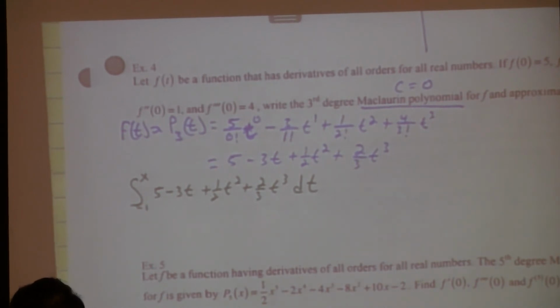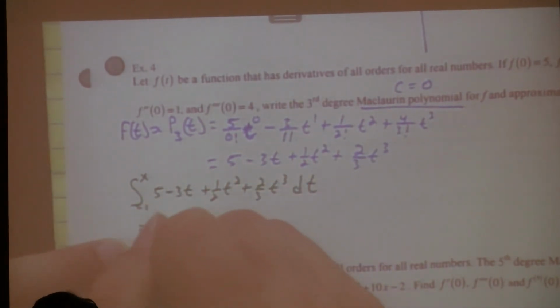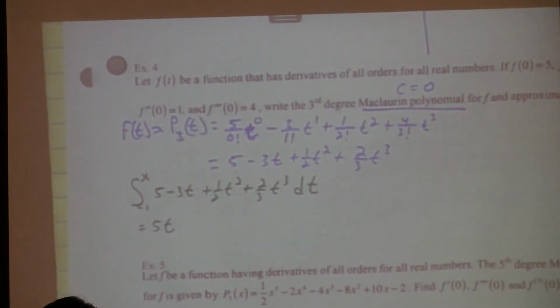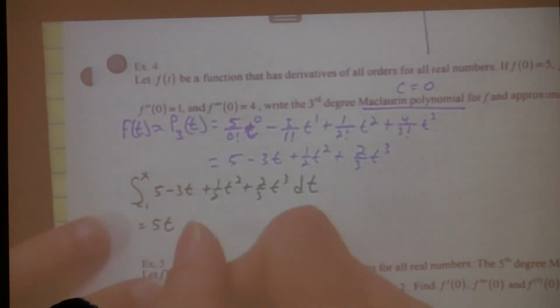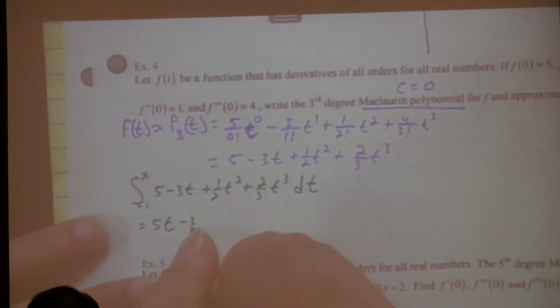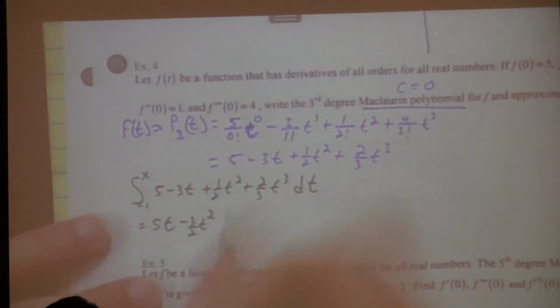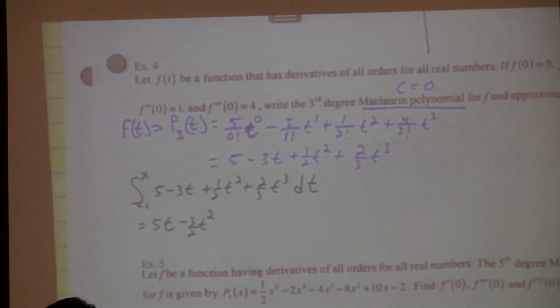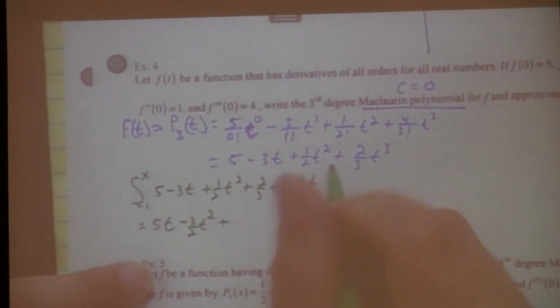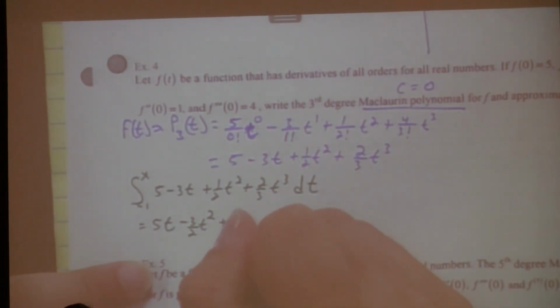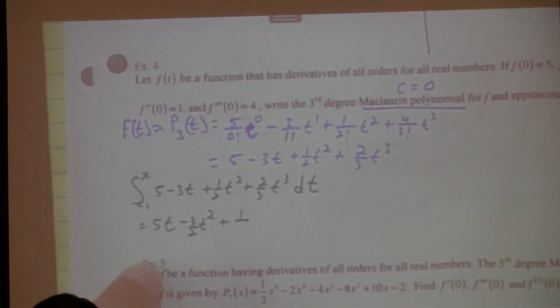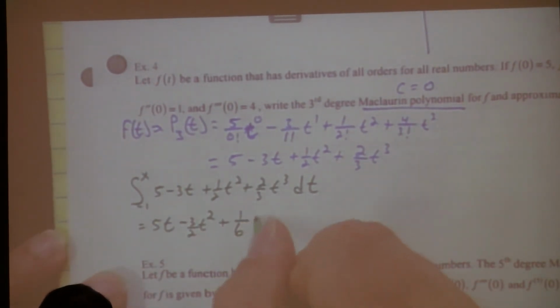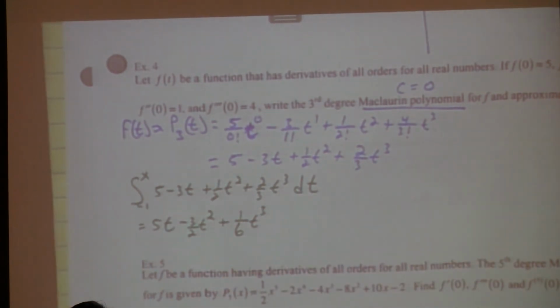Let's see, integral of 5 with respect to t. 5t, good job. So far so good. And then? Minus 3 over 2t squared. Remember, we add 1 to the power and divide by the new power. So what's the next one going to be? T to the 3 over what? 1 over 6. 1 over 6, t squared. T to the what? Why is it 1 over 6, James?